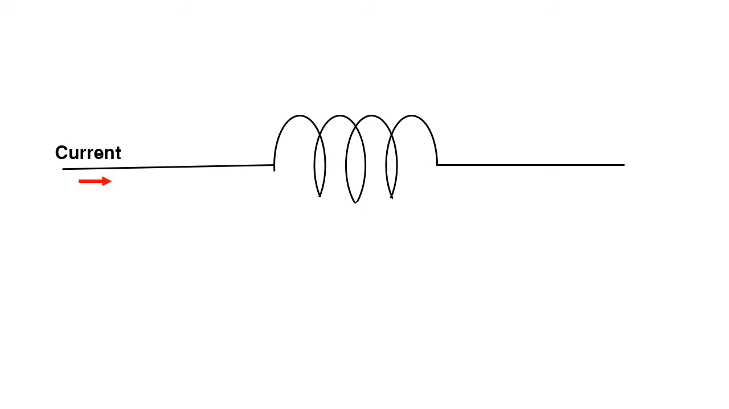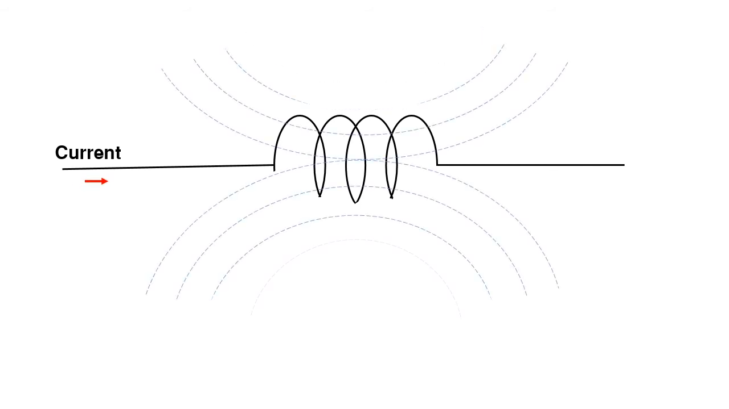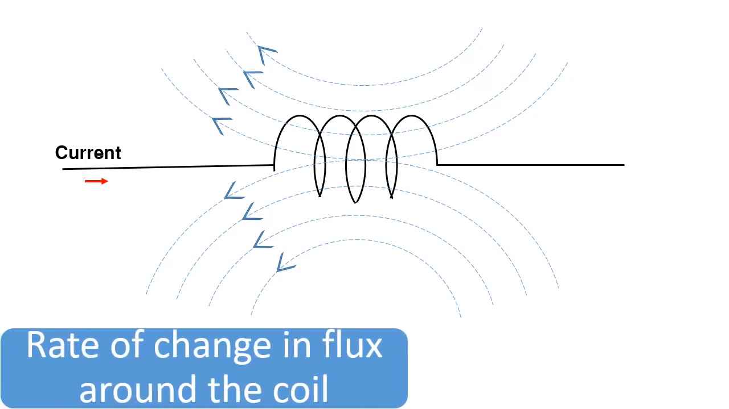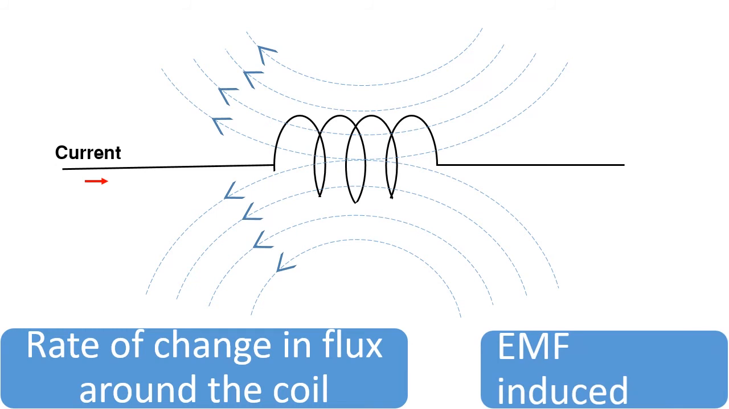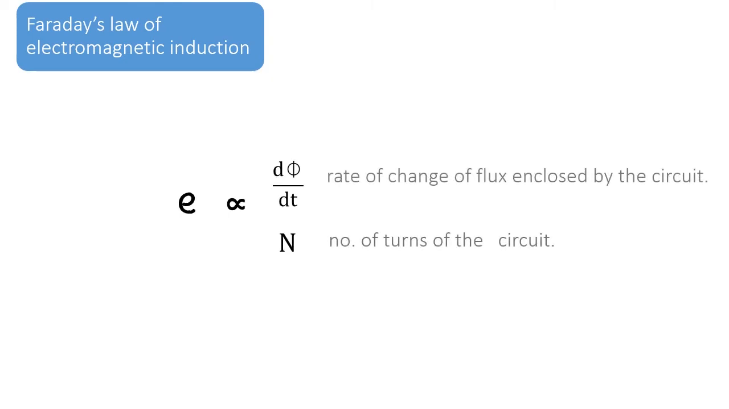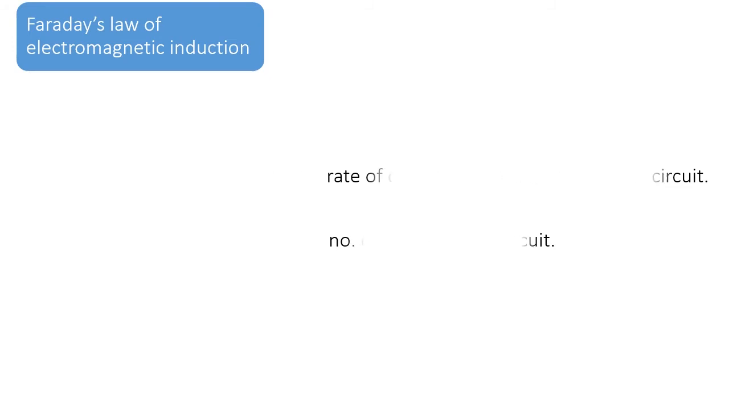Now, as the current varies, the magnetic flux lines also vary around the coil. When there is a change of flux in the area enclosed by the coil, EMF is induced. And this is according to Faraday's law of electromagnetic induction. According to this law, the EMF induced in a coil is directly proportional to the rate of change of flux enclosed by the coil and the number of turns in the coil. We get an expression like this.